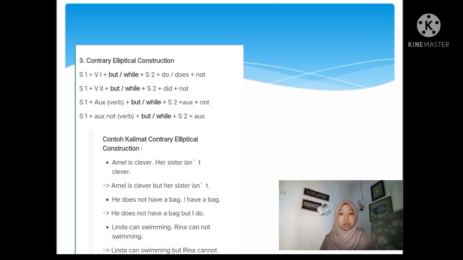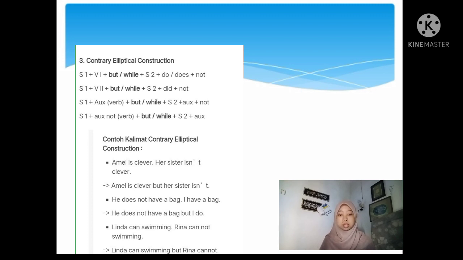3. Contrary elliptical construction. Formula: subject 1 plus verb 1 plus but or while plus subject 2 plus do or does plus not. Example, contrary sentence elliptical construction. 1. Amel is clever, her sister isn't clever. Or Amel is clever, but her sister isn't.